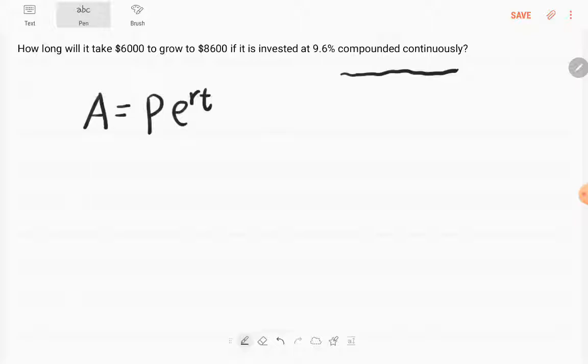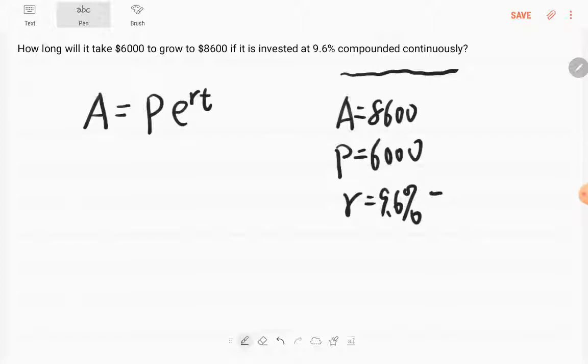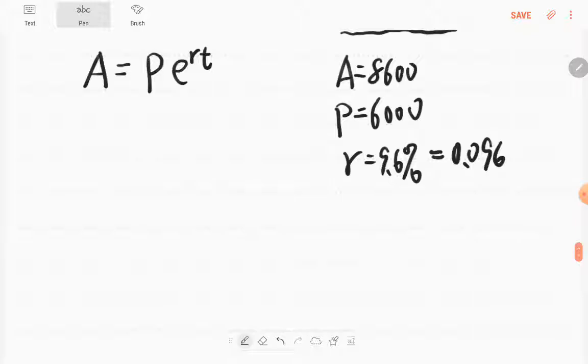Now we know A is equal to 8,600 and P is equal to 6,000 and r equals 9.6%, which is 0.096. So we want to find the t. For this kind of problem, if you need to find the time, then we need some knowledge of the natural log, or the logarithmic function. We need to know some knowledge of the logarithm. So here, let's plug in everything.